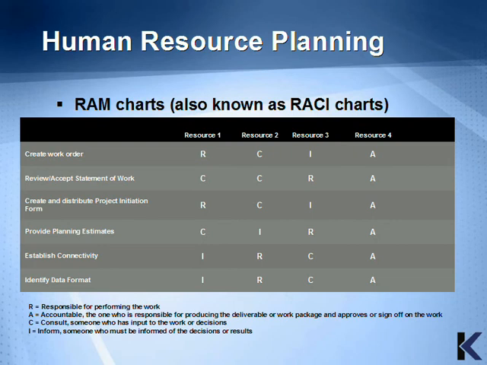R stands for responsible for performing the work. A stands for accountable, the one who's responsible for producing the deliverable or work package and approves or signs off on the work. C stands for consult, someone who has input to the process or the work or the decisions. I stands for inform, someone who must be informed of the decisions or results. So here you can see that for creating a work order, Resource 1 is responsible, Resource 2 is consulted, Resource 3 is informed, and Resource 4 is accountable.